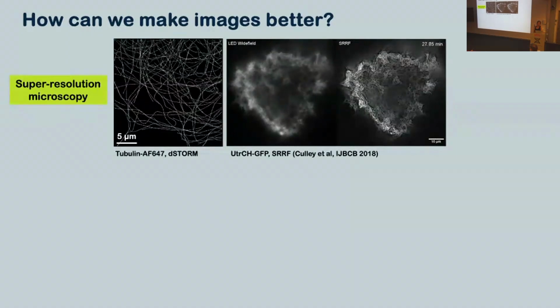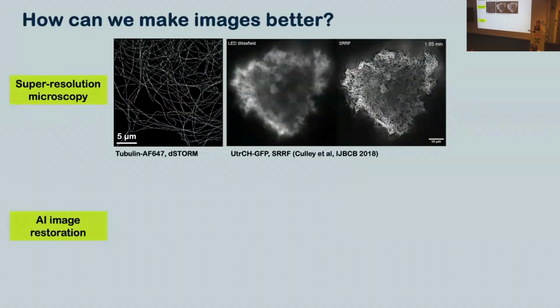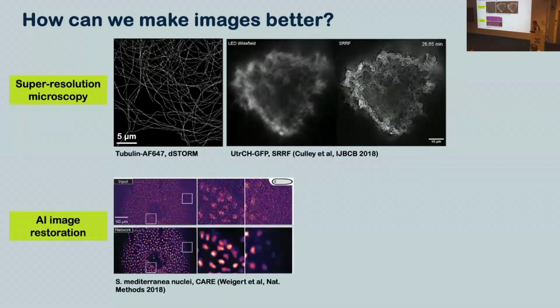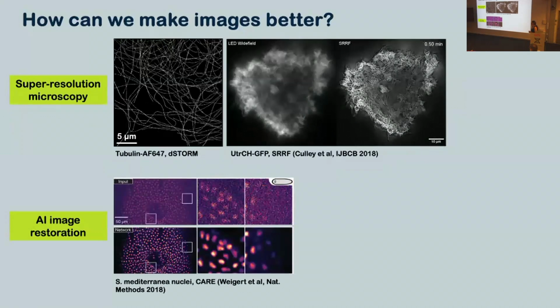Another way we can try and make our images better is via AI image restoration. An example of a task you might do with this is you might have some very noisy data, and you might train a network to convert that noisy data into clean, high signal to noise data like this. So that's one example of AI image restoration. That's the CARE paper from Martin Weigert about 7 years ago.